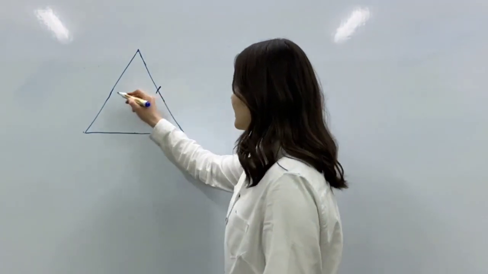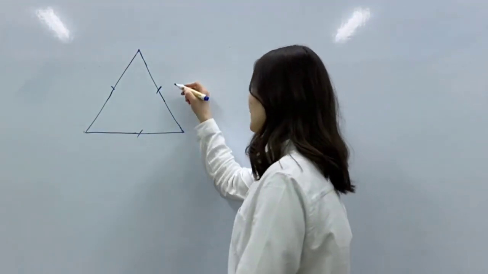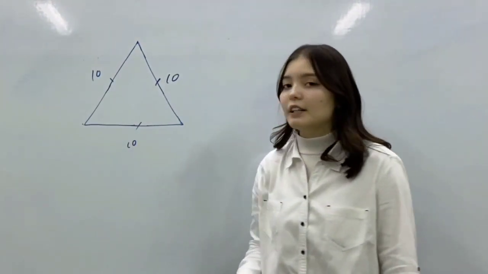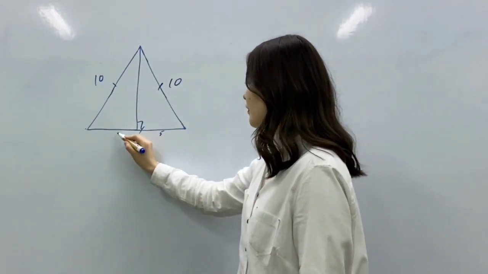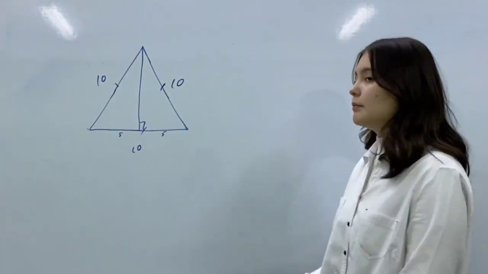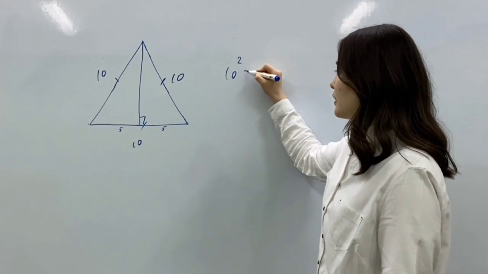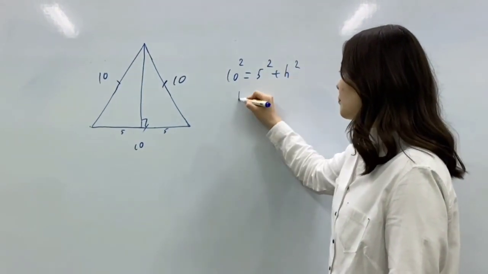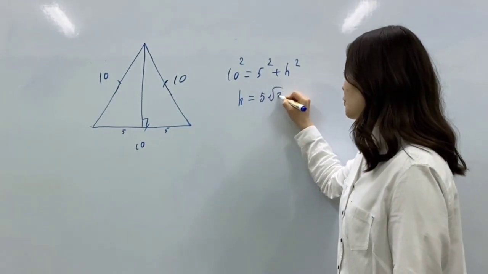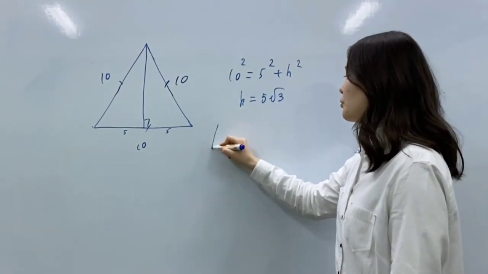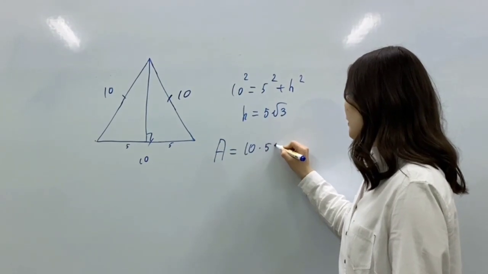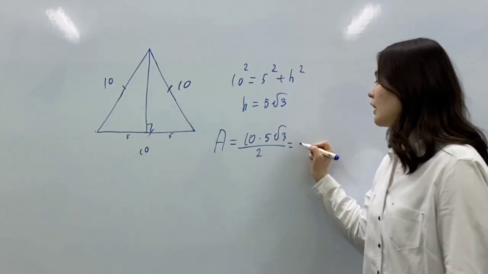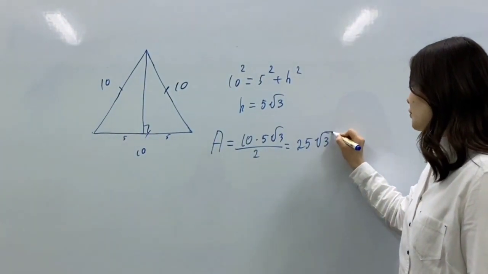Now what about an equilateral triangle? Let's say that we have an equilateral triangle with sides of 10. We can find the area by finding the height, and we must just split it in the middle, and it will be 5 and 5. And we need to use the Pythagorean theorem as we did before, and it will be 10 squared equals 5 squared plus h squared, and our height will be 5 square root of 3. And to find the area we use the formula, and that will equal 10 multiplied by 5 square root of 3 over 2. And the answer will be 25 square root of 3.